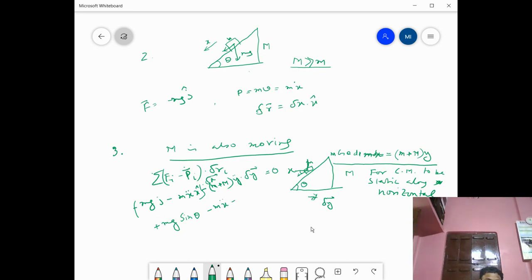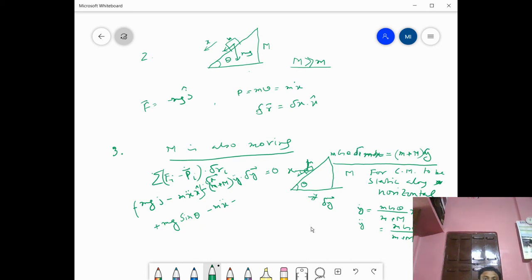minus m plus m y dot. Now from this relation you can find that y dot will be equal to m cos theta by m plus m x dot, y double dot will be equal to m cos theta by m plus m x double dot, right? And also delta y will be equal to, sorry, this will be delta y, this will be delta x, right?